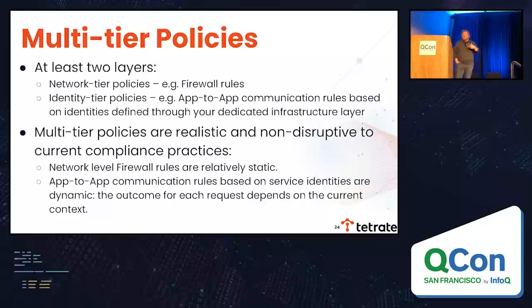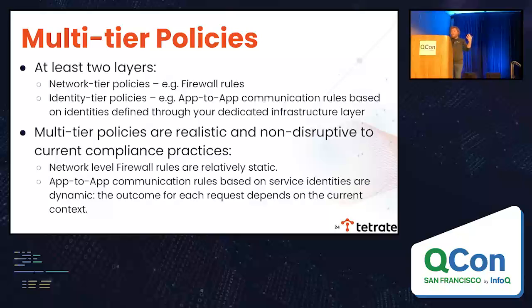So if we talk about multi-tier policies, there's at least two, there's many more layers of policy actually, but we try and keep the SP very short and focused. It's about 18 pages long, about 12 pages of content if you want to go read it. Most SPs tend to be 50 or 60 pages long, so we really kept it focused. So at minimum, two policies: network tier policies, things like firewall rules, and identity tier policies, things like I just talked to you about, like application-based strong identities with authorization.